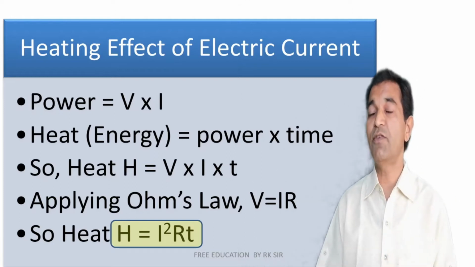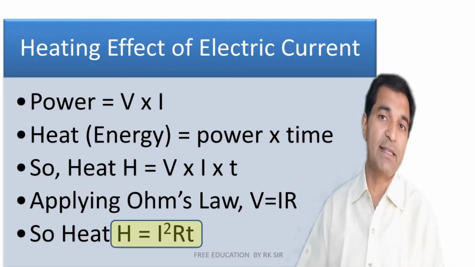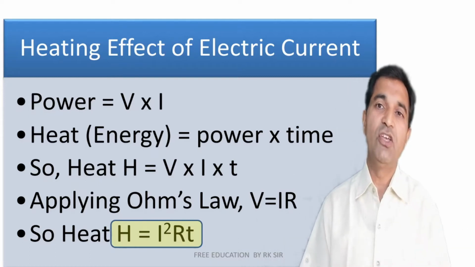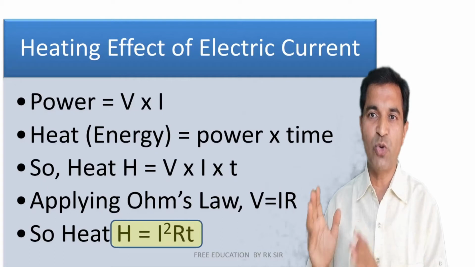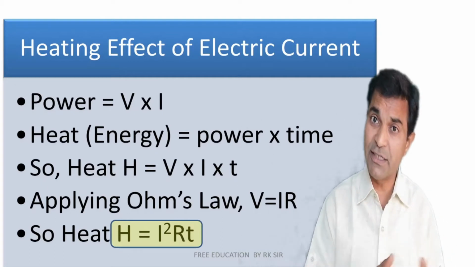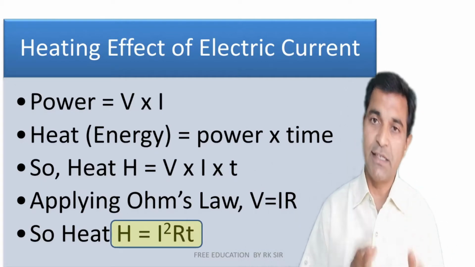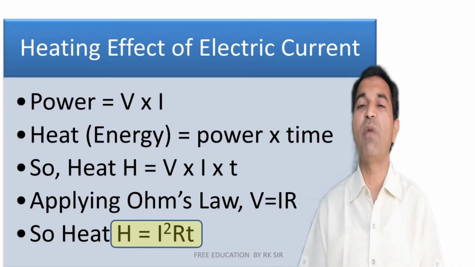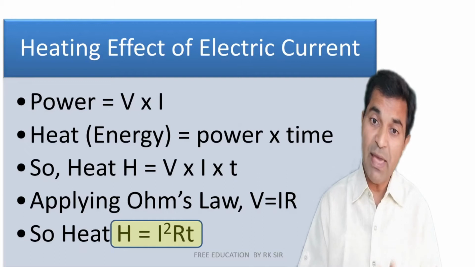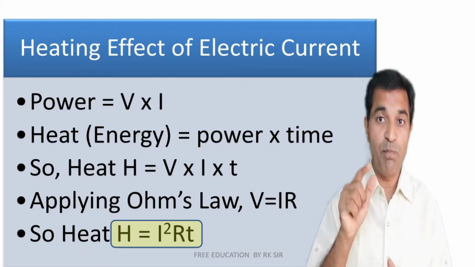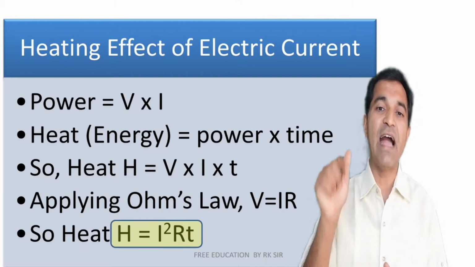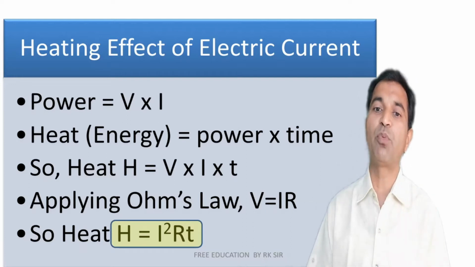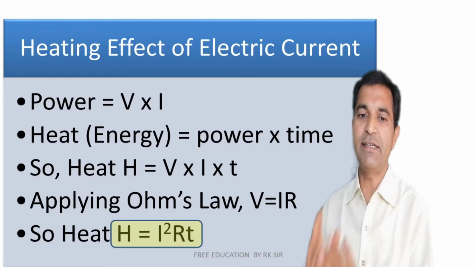We do know that the equation of the power is V cross I, that is voltage into current. And heat is also some sort of energy. So energy is equal to power into time. We have already studied about this in standard 8, that heat or any energy is always a product of, or multiplication of, power into time. So we may write heat is equal to, instead of power we may write VI. So heat H is equal to V into I into T, means product of V, I and T.